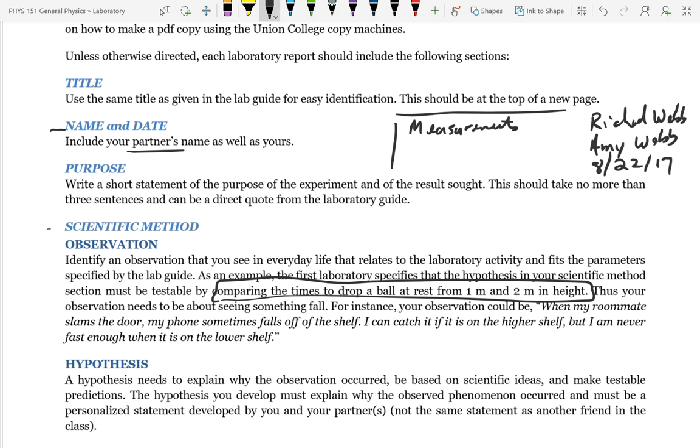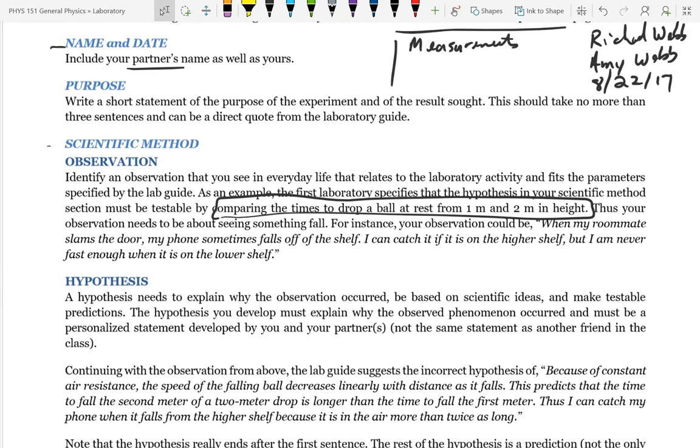So your hypothesis, I said theory, hypothesis, should not say it takes twice as long to fall twice as far. It should say it falls because of this, and then that predicts. And so I have an example here of an observation. When my roommate slams the door, my phone sometimes falls off of the shelf. I can catch it if it's on the higher shelf, but I can never get it fast enough if it's on the lower shelf. Right, an observation.